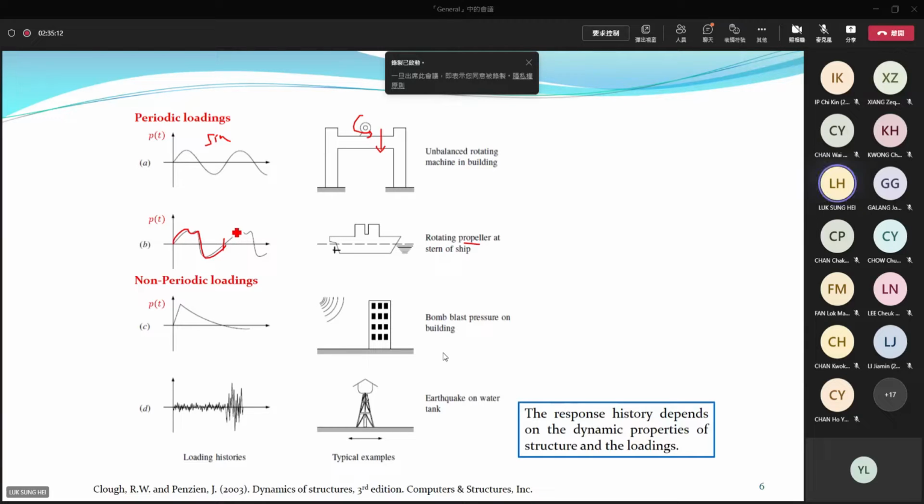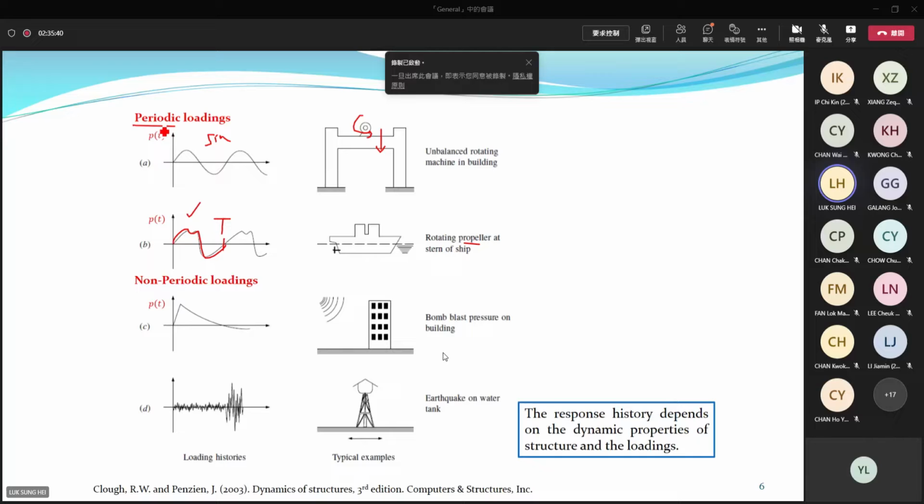You can use this repeated pattern to generate the whole loading history. For this kind of loading, we call it periodic loading. You can find one repeating unit. Using this repeating unit, you can generate the whole loading. We call it periodic loading. This is the period. The period means the time to complete one vibration, one pattern.